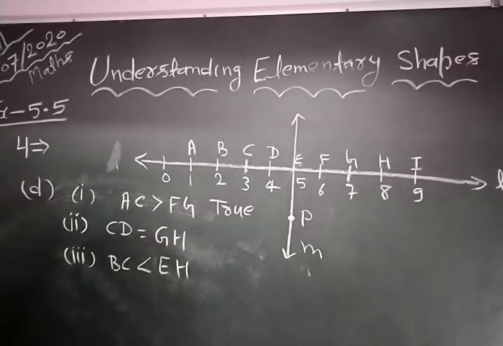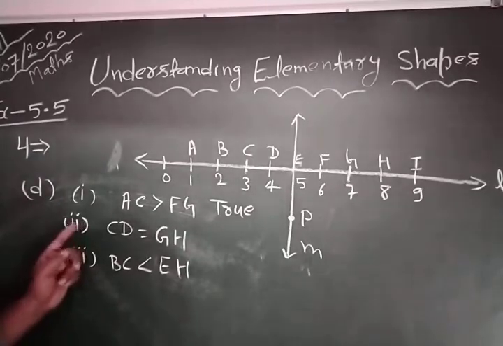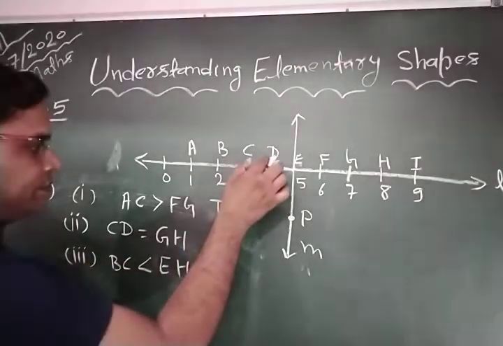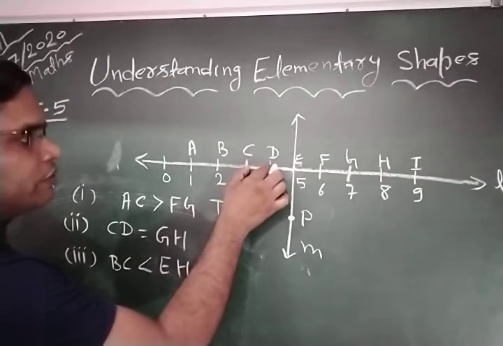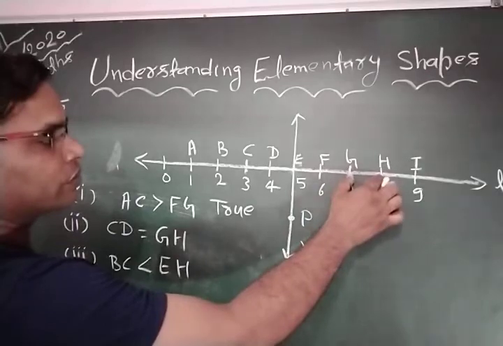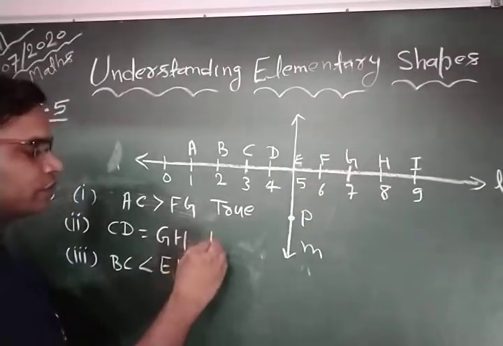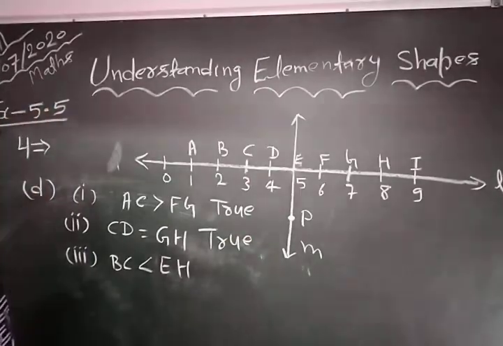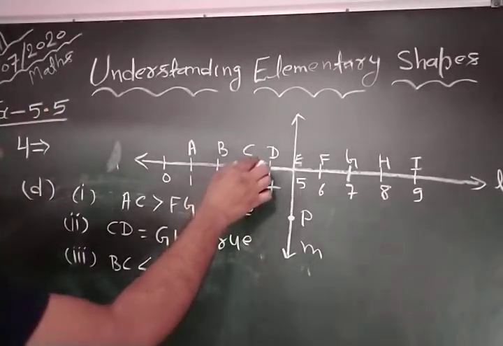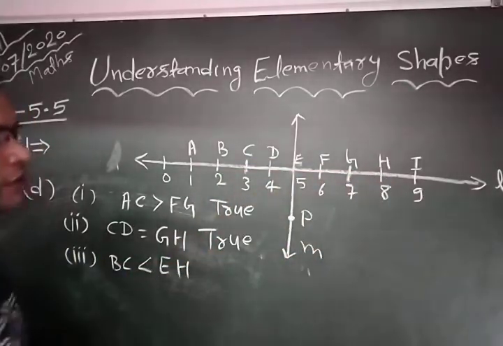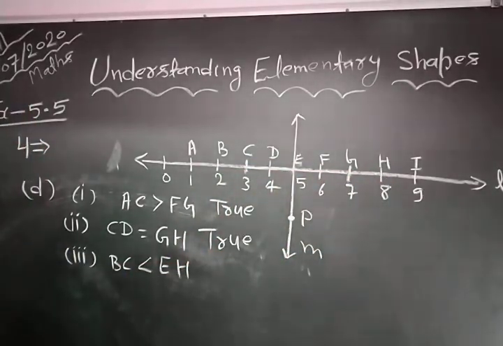Clear? Now we are going to discuss the second part of part D. CD is equal to GH. Here CD is one part, and GH is also one part. So this is also true. Clear? Now CD is one gap, and GH is also one gap. Both are equal.